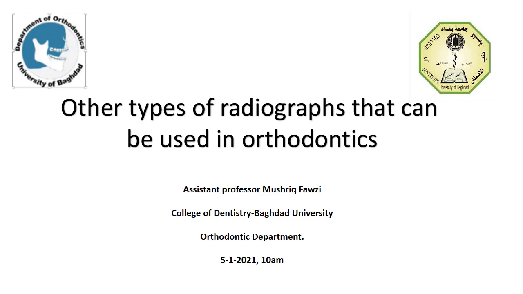In this lecture I will talk about other types of radiographs that can be used in orthodontics beside the routine radiographs, which are the panoramic and cephalometric radiographs. These radiographs are an extra type that helps in the diagnosis and in the treatment planning, and they include intraoral radiographs, extraoral radiographs, which can be used for assessing the skeletal maturity, and the most contemporary types of radiographs, which are the three-dimensional radiographs.